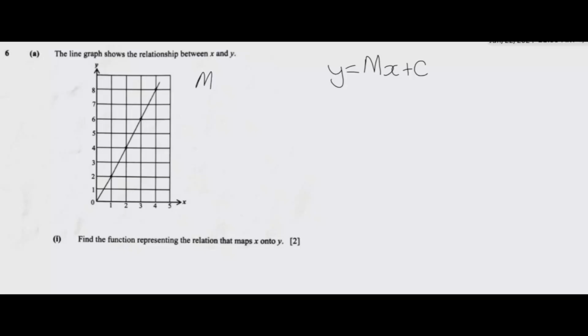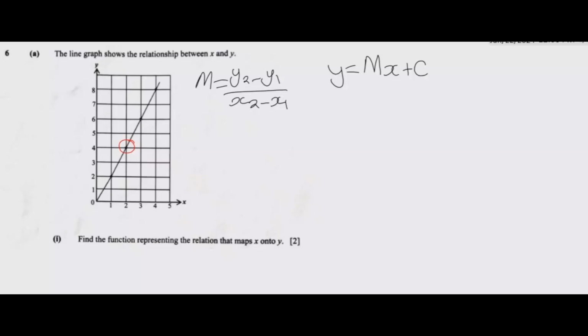gradient is equal to y2 minus y1 over x2 minus x1. Now for us to find this, we're going to pick points. We will consider this first point here, which is the point I've circled in red, where the line from the x-axis is meeting the line from the y-axis.